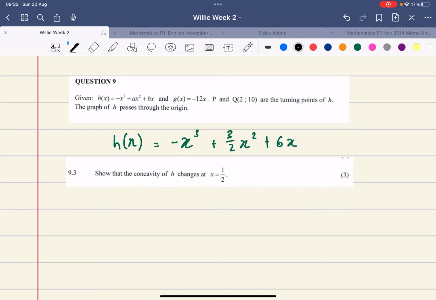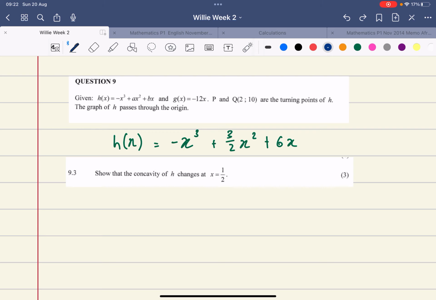Right, so in question 9 we were given h of x, which was partially unknown. We didn't know the coefficients of a and b. And we found in question 1 that a was 3 over 2 and b was 6. Okay, so that's where that comes from. And now in 9.3, they say to us, show that the concavity of h changes at x is equal to a half.